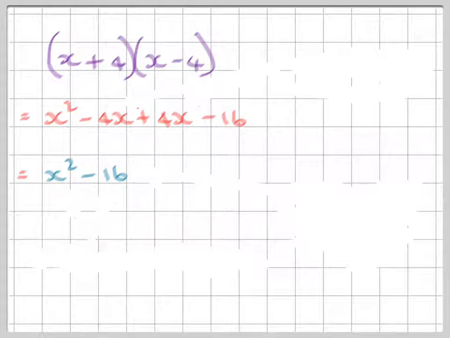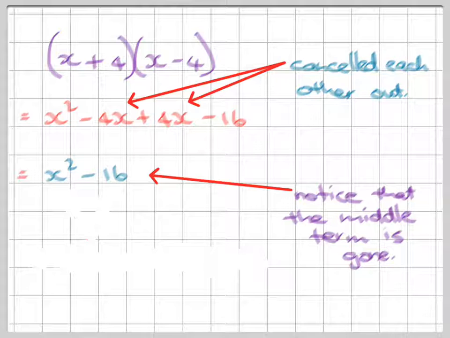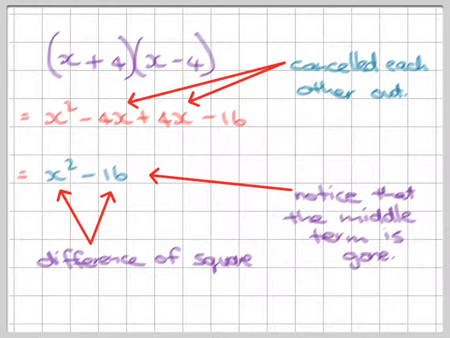So we actually lost a term here. You can see the middle term is gone because they cancelled each other out. Minus 4x plus 4x cancels out. And so you notice the middle term doesn't exist. We have x squared minus 16. And that is the difference of squares. You can spot it because that has now gone missing there.